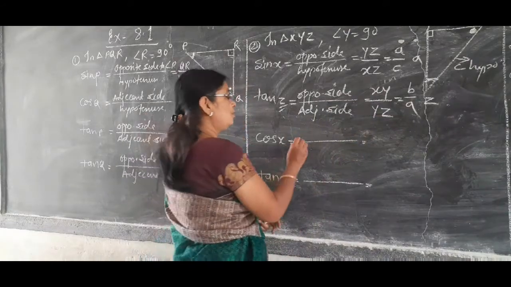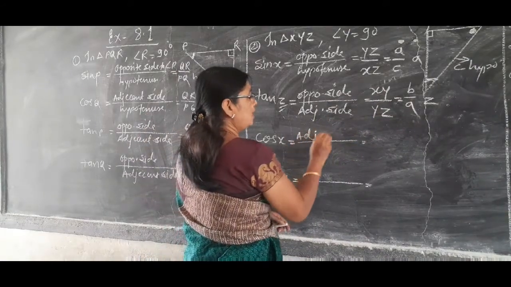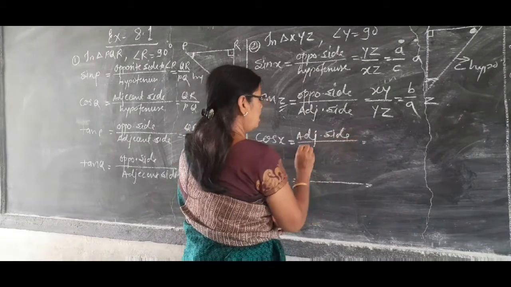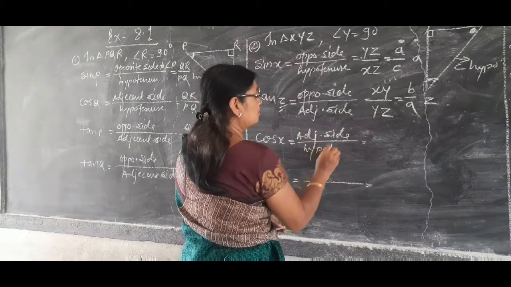Now cos. What is the formula for cos? Adjacent side upon hypotenuse.